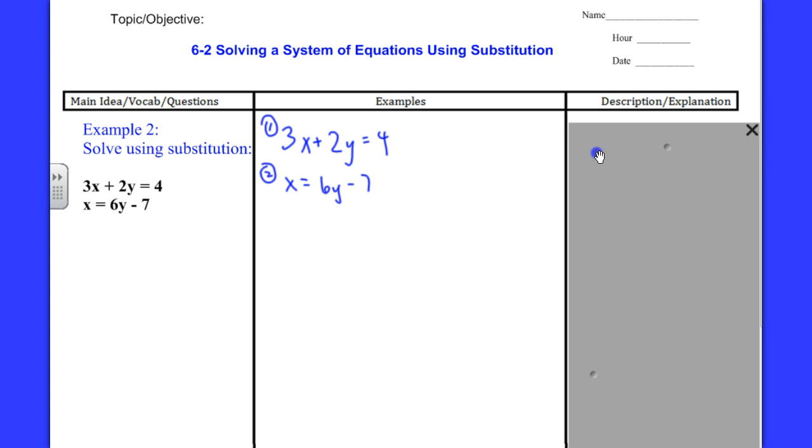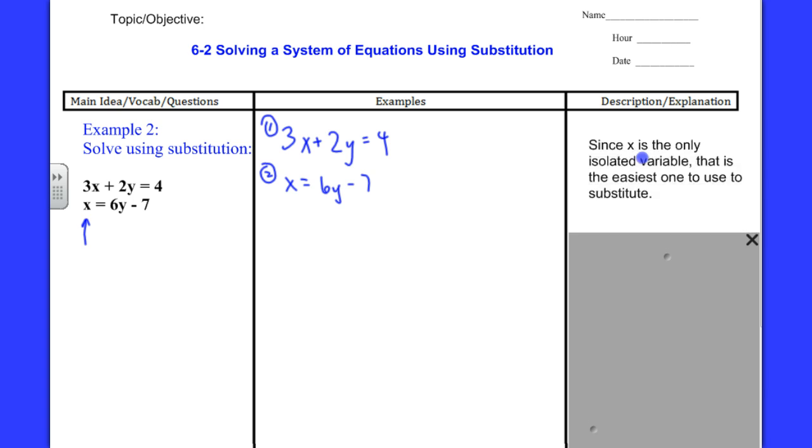What I want to do here is make an observation that equation number 2 has x all by itself, but equation 1 does not. Because of that, I can go ahead and solve this right away because x is the only isolated variable. That's going to be the one that I'm going to use to substitute. Now this needs to be written down in your notes as well. I'm just trying to keep the video moving along, so hit pause if you need to get that down.